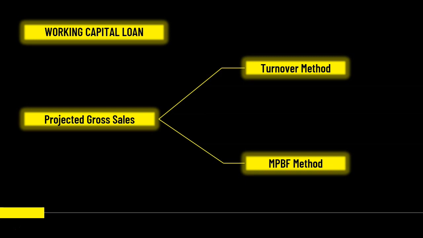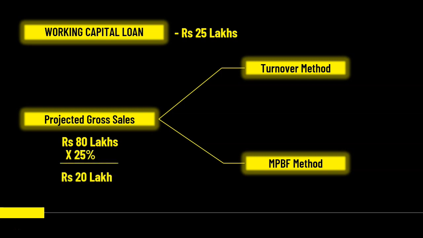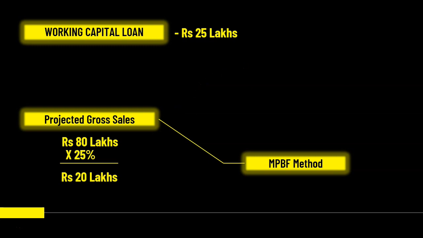Let's say your working capital request is for 25 lakhs and the projected gross sales is around 80 lakhs. Roughly 25% of 80 lakhs comes around 20 lakhs. On this, again you have to deduct margin. So one thing is pretty sure, this cannot be done in turnover method. Naturally, you have to switch your gears and shift to MPBF.